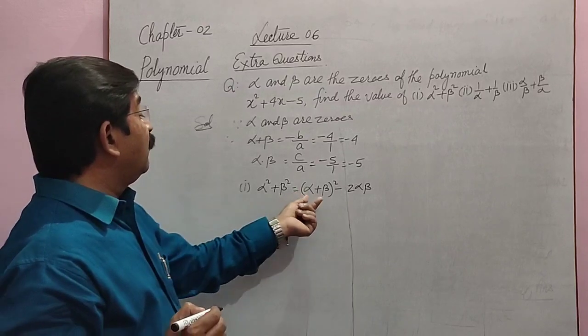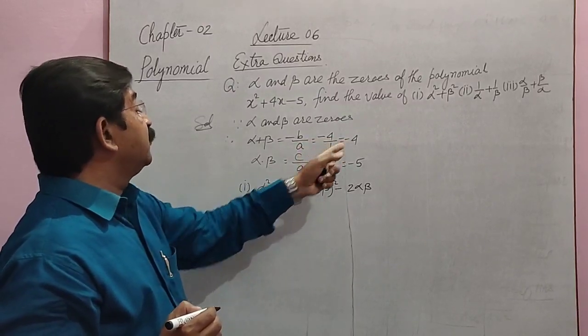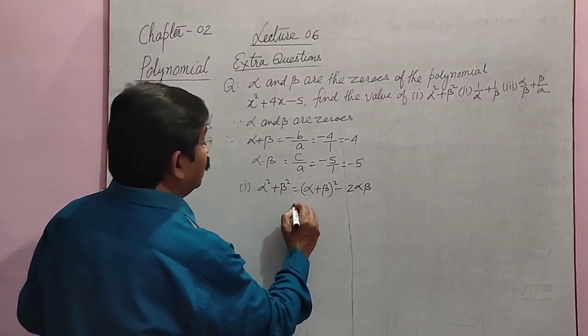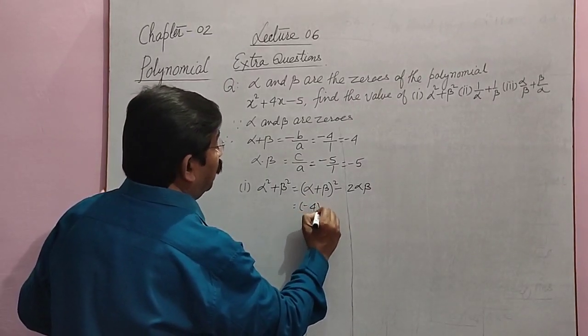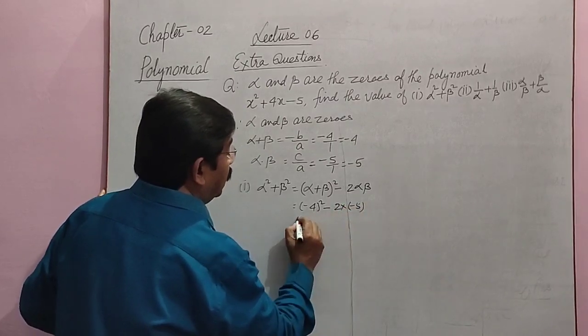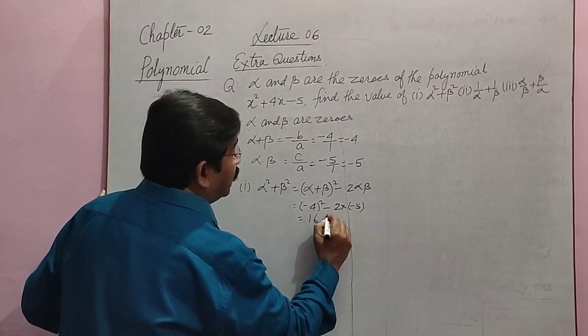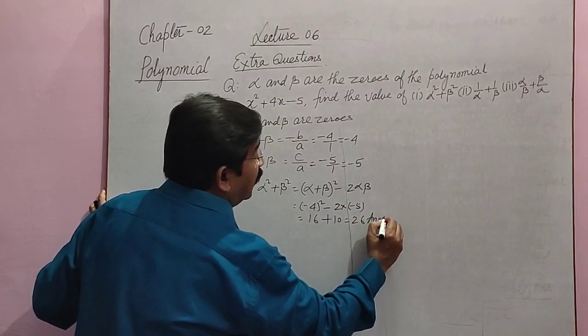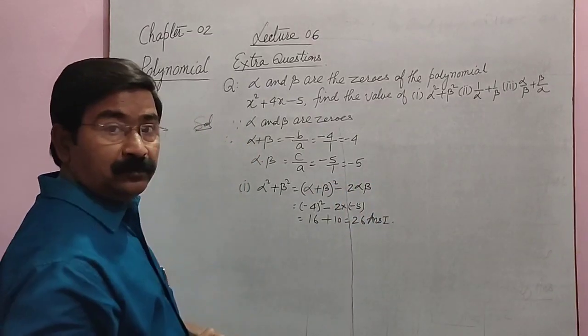Now we have alpha plus beta is minus 4, alpha into beta is minus 5. Simply put the value. We have minus 4 square minus 2 into minus 5. This is 16 plus 10, which is equal to 26. This is the first answer.